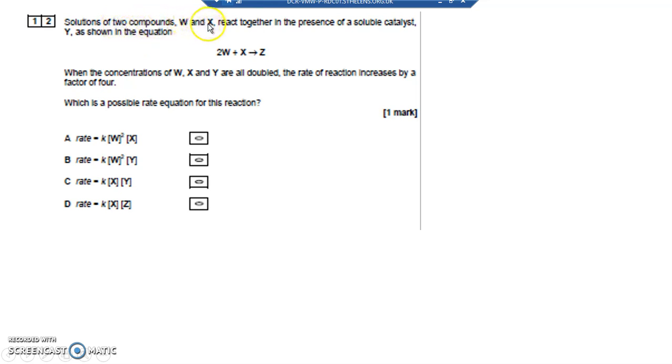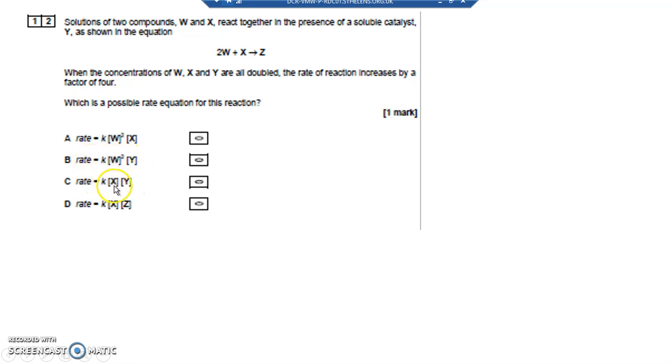Solutions of two compounds W and X react together in the presence of a soluble catalyst Y as shown in the equation. When the concentrations of W, X and Y are all doubled, multiplied by 2 that is, the rate of reaction increases by a factor of 4, increases 4 times. Which is a possible rate equation? Well, if W doubled, multiplied by 2, 2 2's are 4, and X doubled to twice as large, that would increase 2 times, that would increase by 8, not by 4. Again, this one would increase by 4 times, that would increase by twice. 4 times 2 is 8 times.